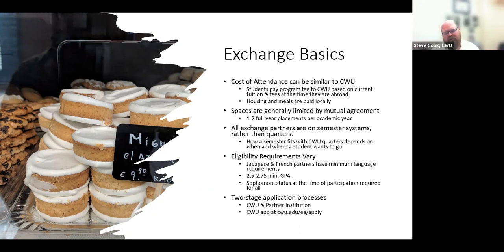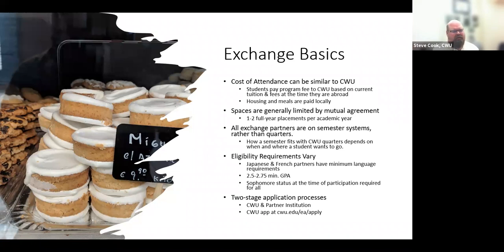We do require, and this is the CWU requirement, that students have sophomore status at the time of participation. So freshmen now can apply to be going next academic year because they will be sophomores next academic year.